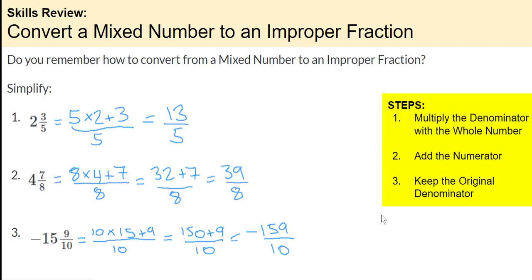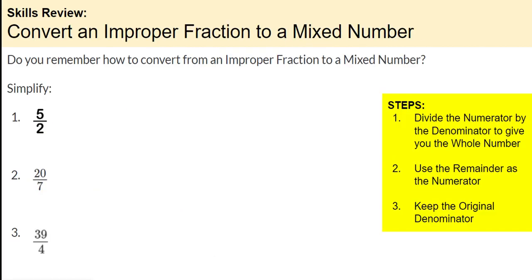All right. So that's what we're going to need to do when we multiply mixed numbers. And then you're going to need to know how to go back to it. So how to go from an improper fraction, like a big head, where you can see 5 is bigger than 2, 20 is bigger than 7, 39 is bigger than 4. We go from a big head back to a mixed number.